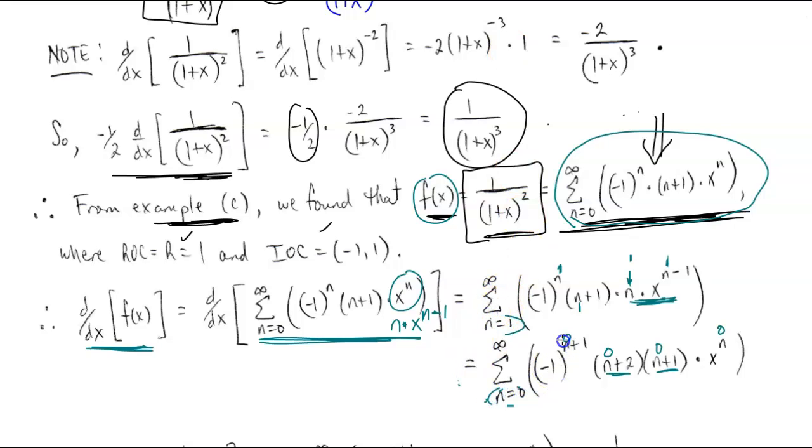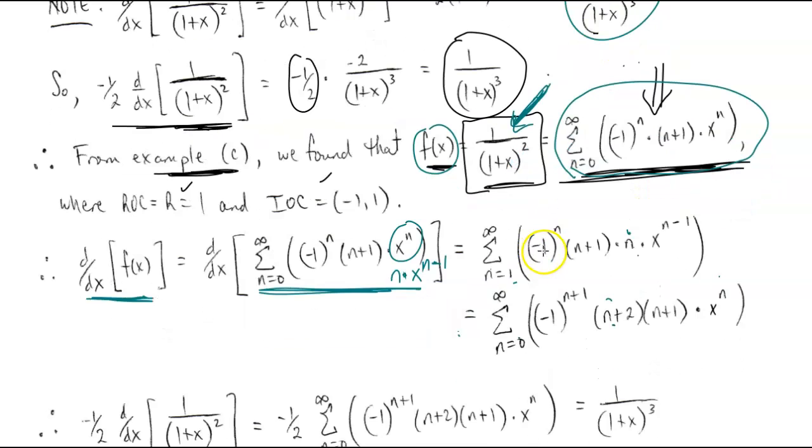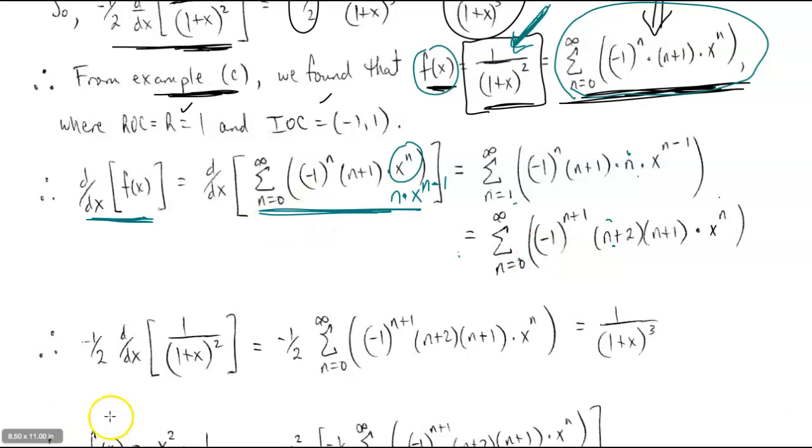So we'll get rid of all this business here. And so now we have the derivative of our function 1 divided by 1 plus x quantity squared in the form that we need it in. And note that when we take the derivative of this, it's actually that. So again, we see that negative 1/2 of the derivative of this is what this is in power series form, which is essentially just 1 over 1 plus x quantity cubed.